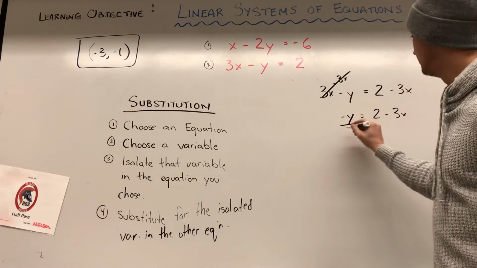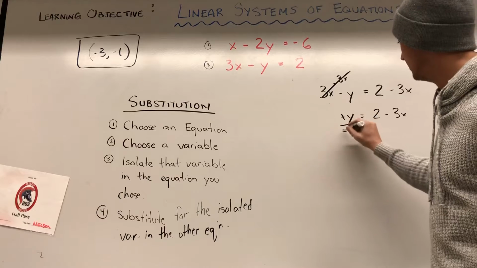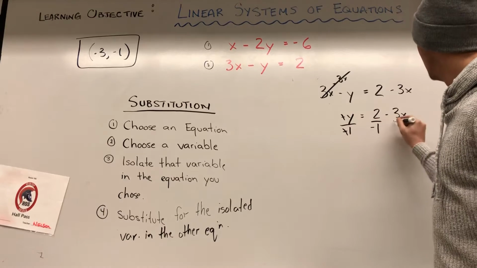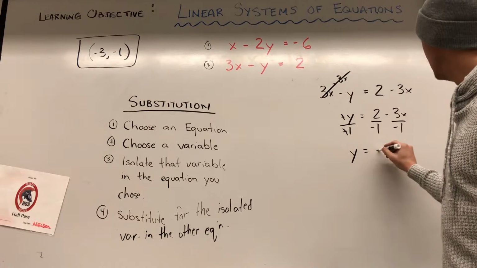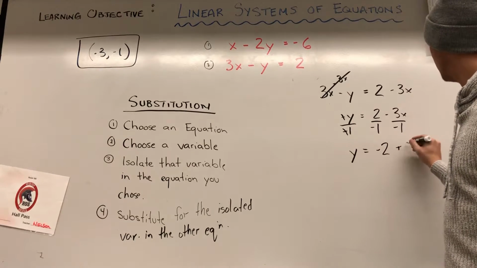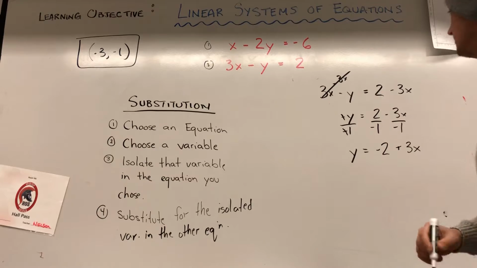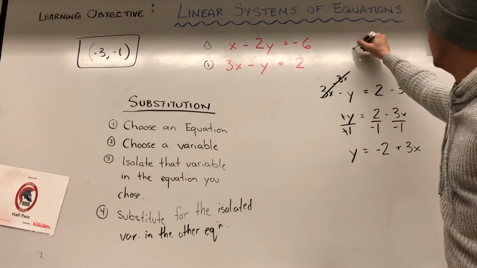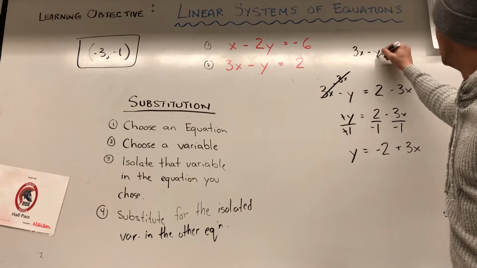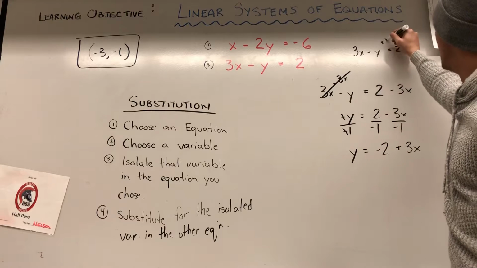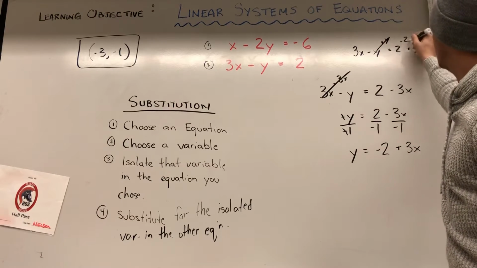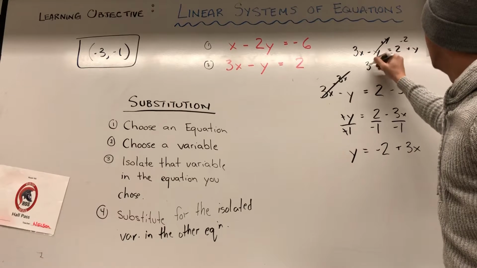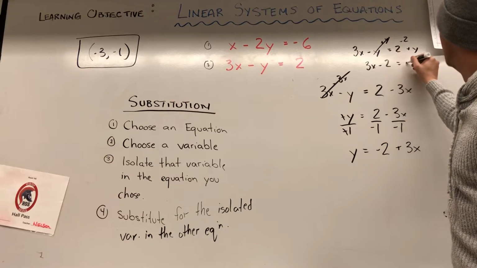And then I'm going to divide each side by negative 1 to get rid of the negative there. Divide by negative 1, divide by negative 1. I get y is equal to negative 2 plus 3x. Now I could have done this a different way. I could have done this 3x minus y is equal to 2, and I could have added y on either side to make y positive, and then I could have subtracted the 2, which would have given 3x minus 2 is equal to y.